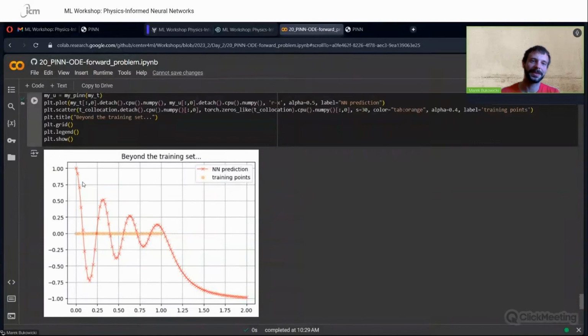Here are collocation points and here are predictions. So you see, when the neural network was not trained on the longer times, it just has some trivial form. This is because neural networks typically are not smart outside the training domain, and we are not responsible for them so much.